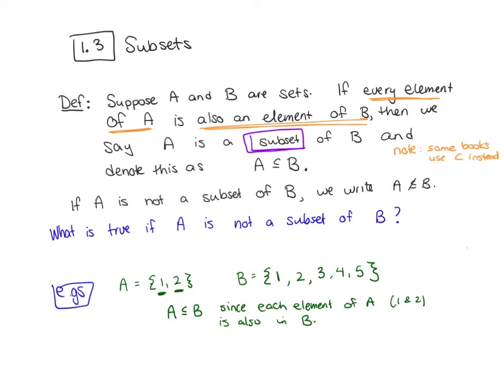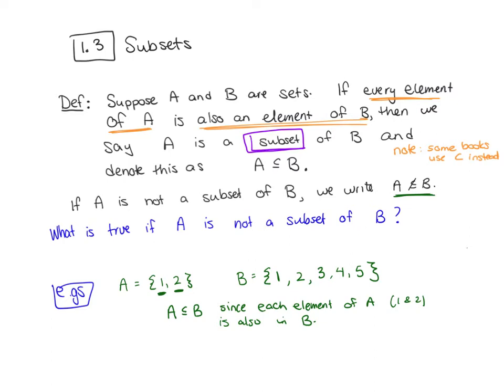We say that A is not a subset of B if that's not true. And in that case we write the same notation with a cross through it. So A is not a subset of B. So what is true if A is not a subset of B? I want you to take a second and think about that. If you need a little more time to think, you can go ahead and pause the video, but I'll go ahead and fill in the answer here.